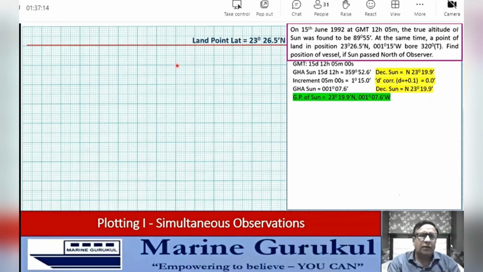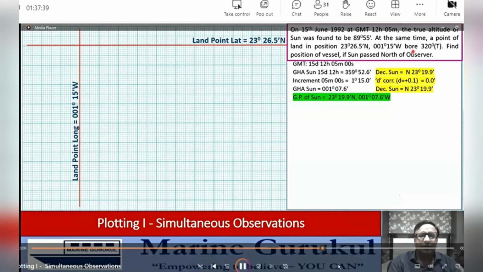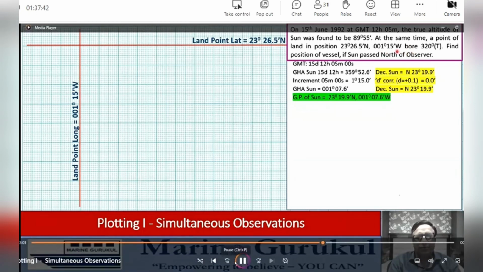Now what we have drawn on the graph is the parallel of latitude for the land, the point on land, which is 23 degrees 26.5 minutes north. Why? Because we see that the GP latitude is south of it. Here we are drawing the meridian for the point on land, which is 001 degrees 15 minutes west, and we know the meridian of the GP shall be to the east of it because its westerly value is lesser.